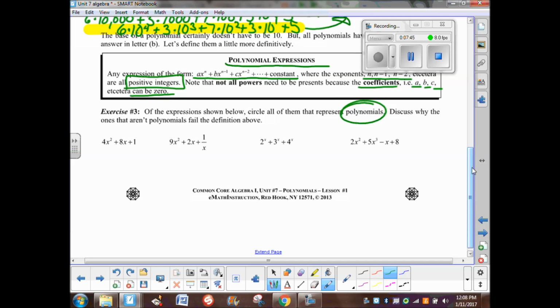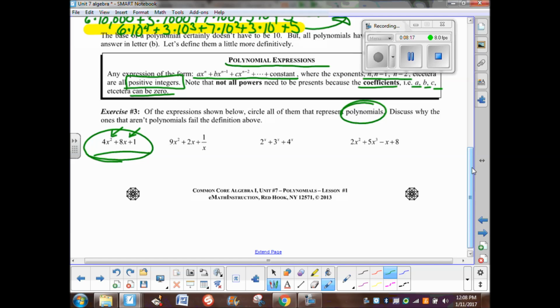Okay? So right here, I'm going to examine the first one. So I've got 4x squared plus 8x plus 1. Do we have our exponents? Are they positive integers? So I have an exponent of 2, I have an exponent of 1, meaning I don't have any negative exponents. Not all powers need to be present. We do have our coefficients, our 4, our 8, and our 1. So that one is definitely a polynomial.